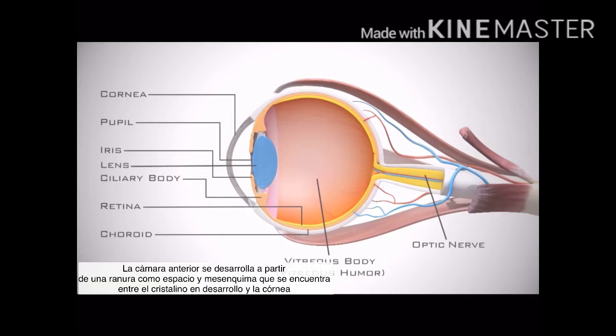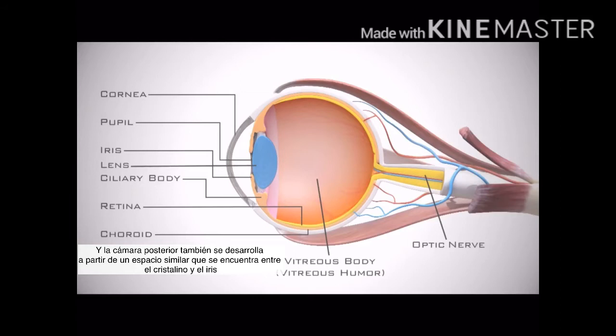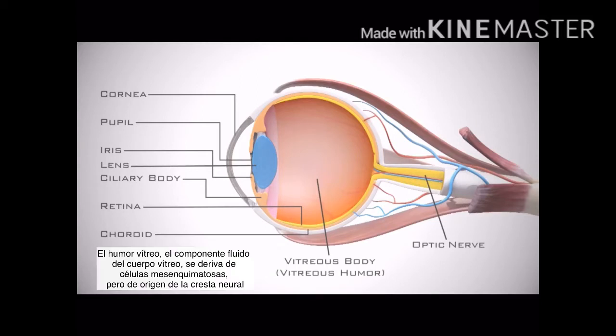The anterior chamber develops from a slit-like space in mesenchyme that is located between the developing lens and cornea, and the posterior chamber also develops from a similar space that is located between the developing lens and iris. The vitreous humor, the fluid component of the vitreous body, is derived from mesenchymal cells with neural crest origins.